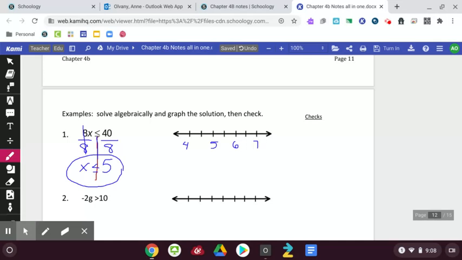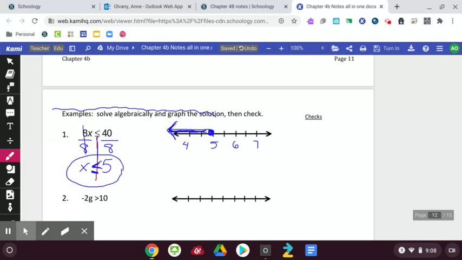We're going to put a closed circle at 5 because it can be less than or equal to 5. And then anything less than 5 is to the left. Less than is left. And notice my arrow's pointing left. When we do a check for a problem like this, we can pick any of the numbers that fall on the number line going this way.